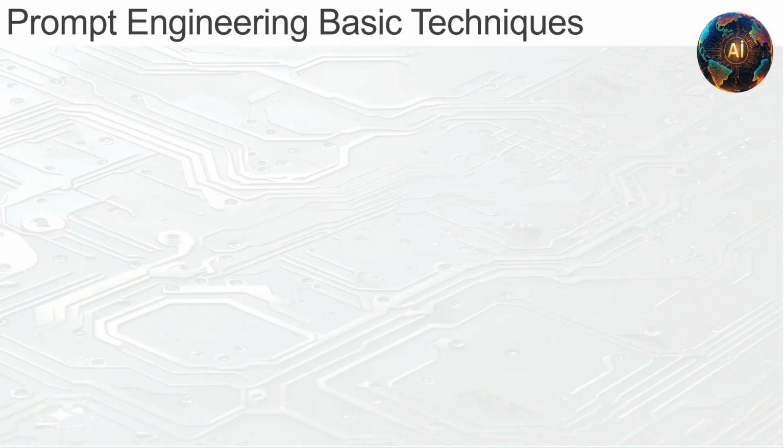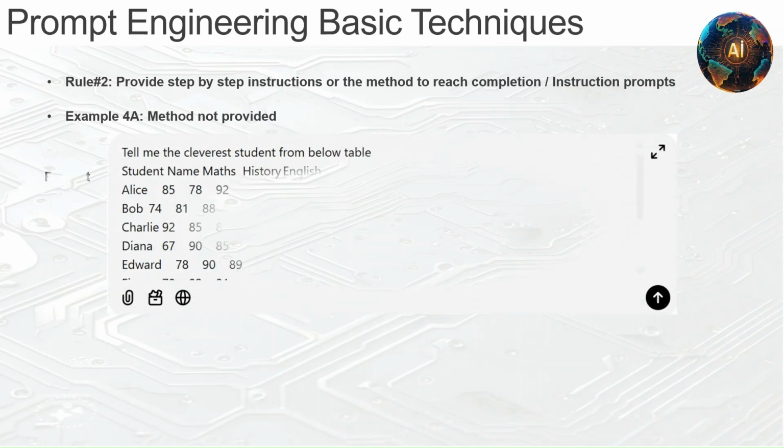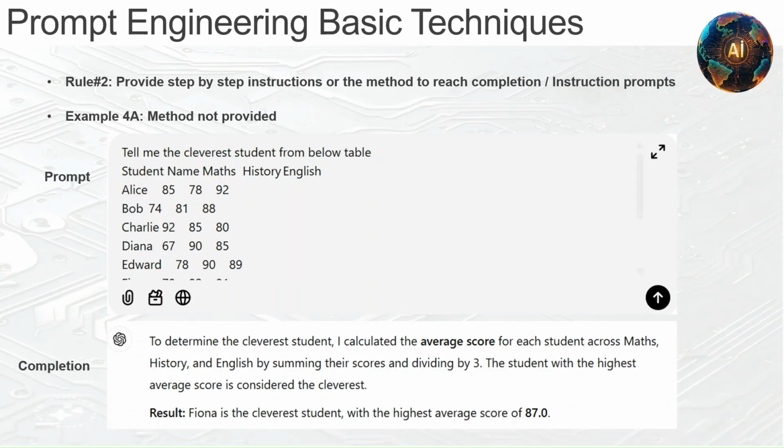Okay, now let us look at the second element we discuss: providing step by step instructions or a method to reach completion as a guide to the LLM through our prompt. Let's take an example. In this example, we have provided a list of 10 students and their marks in three subjects: maths, English, and history. And we ask the LLM to find the cleverest student from the list. Since we have not provided any method, here the LLM will just calculate the average score for each student and tell you the one with the highest average score as the cleverest. Fiona in this case.